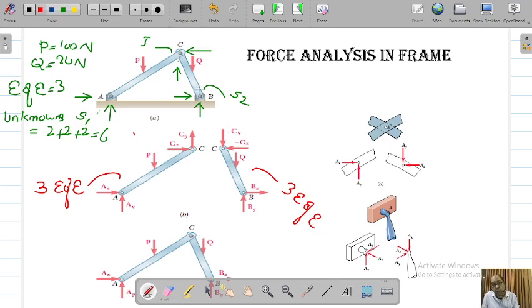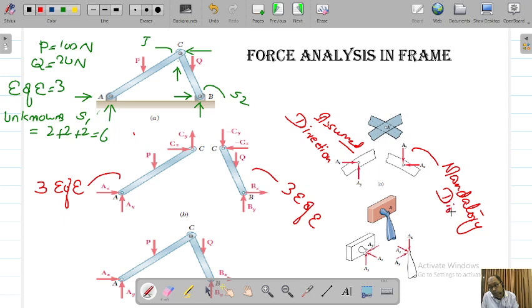Another example, a common joint is being shown over here at A. When you separate them in order to analyze the structure, you see this is the assumed direction. This is the assumed direction. But this is now the mandatory direction. Same with here, you have got a pin holding the frame.